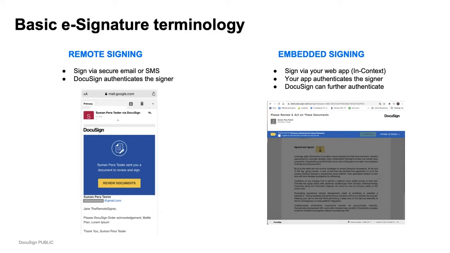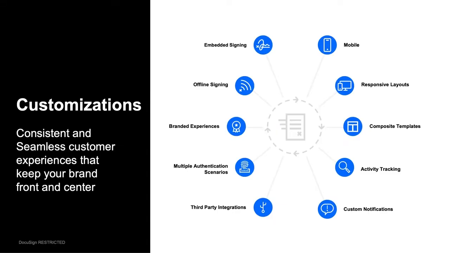The recipient can then review and sign the document, and this is called remote signing. With this method, DocuSign authenticates the signer. There's another method called embedded signing, which is also very popular, where the signer reviews and signs the document in context of the web application. In this scenario, your application will authenticate the signer, and if needed, DocuSign can do further authentication. So net-net, a lot of it comes down to your use cases. As you can see, there are a number of features that you can use and customize based on your needs.